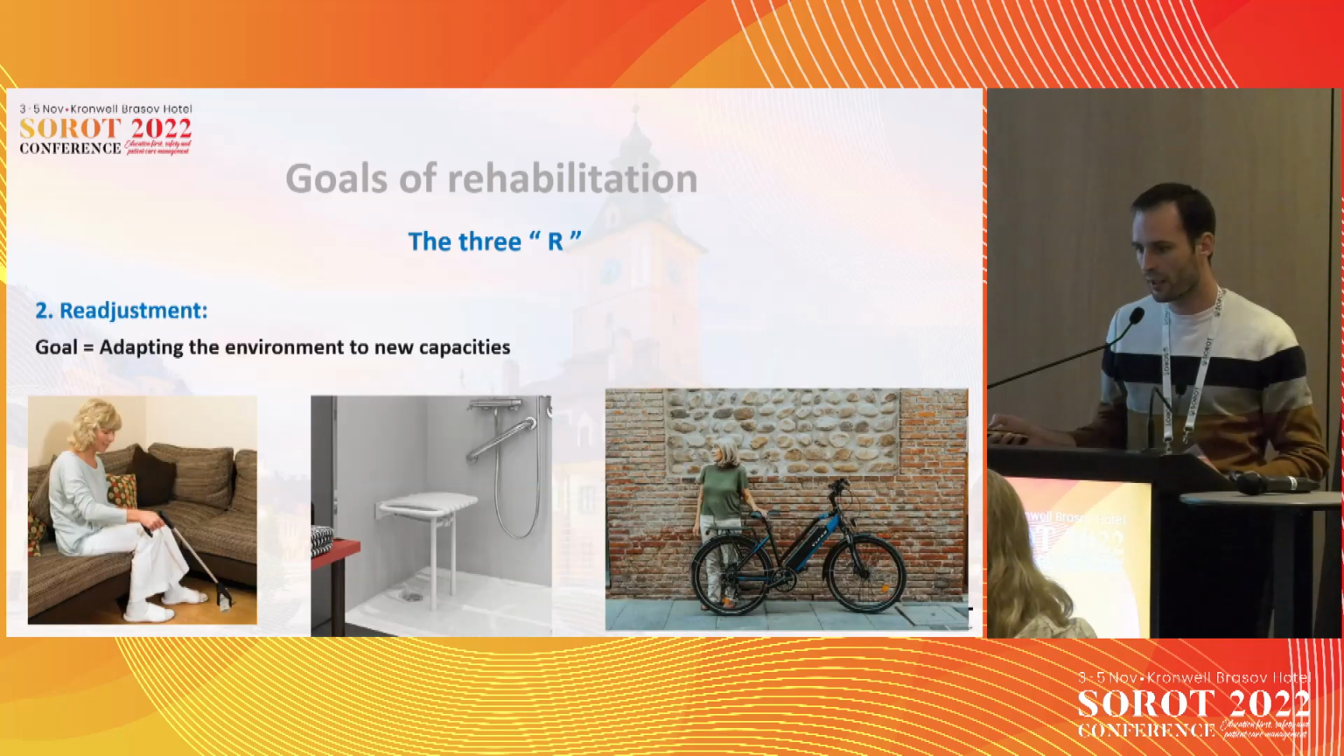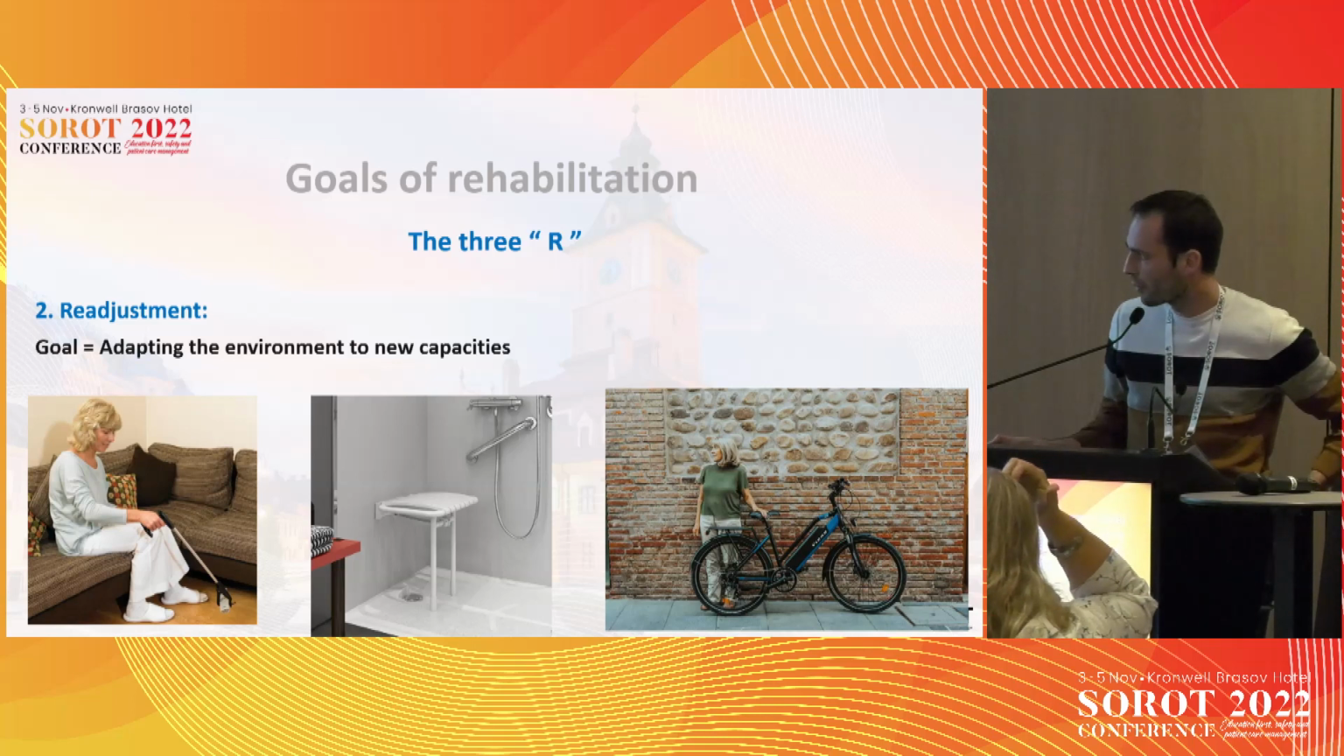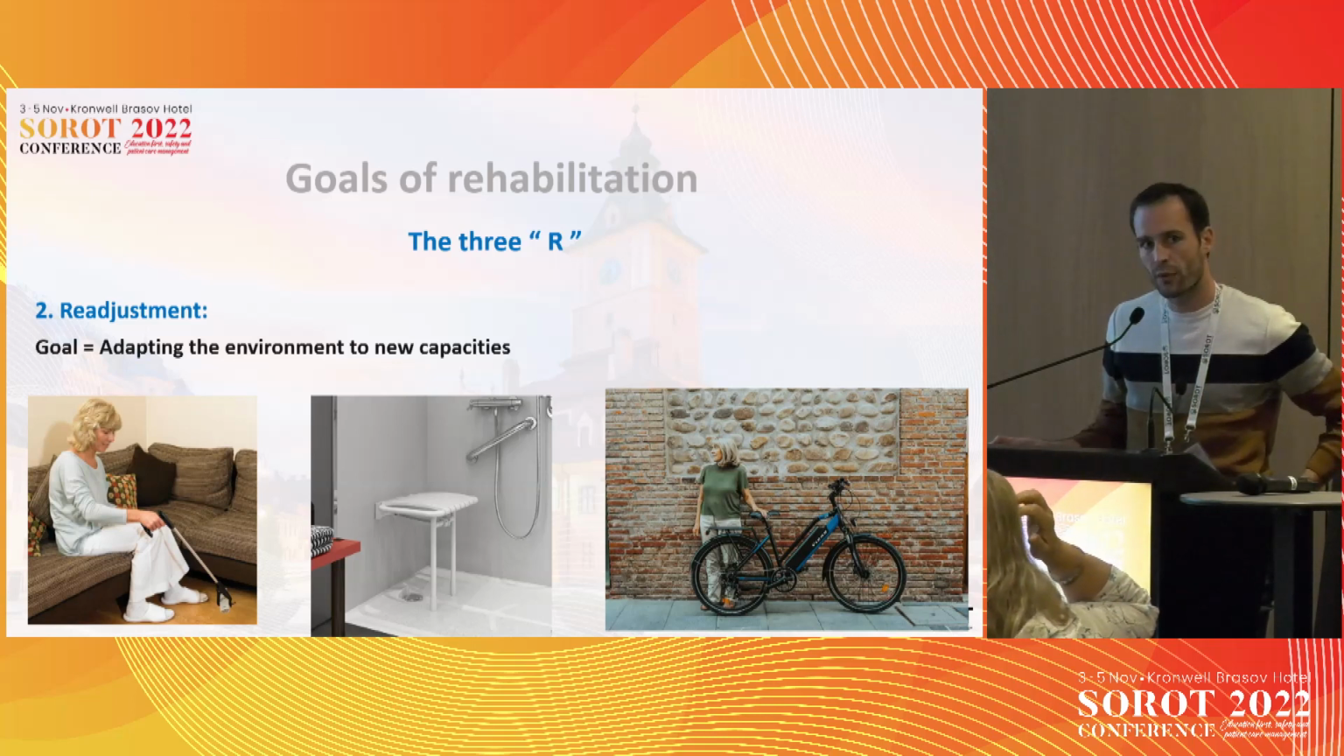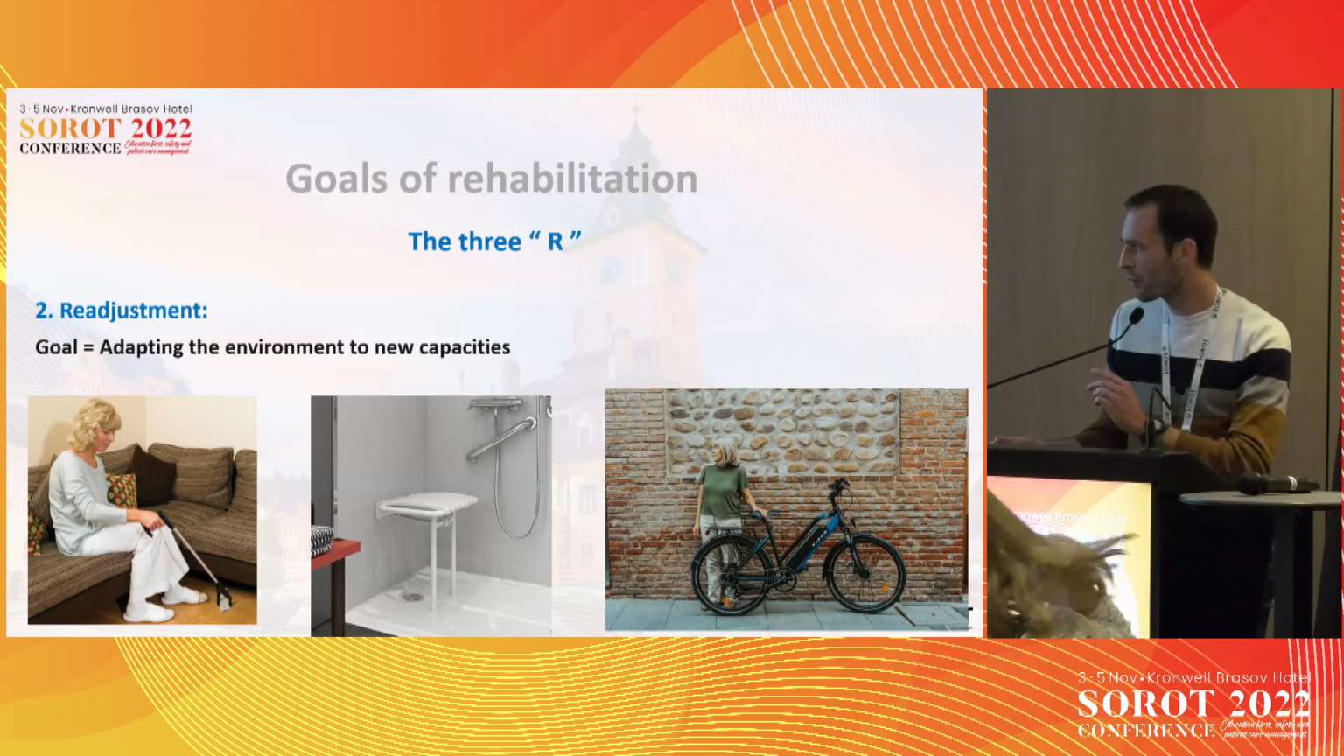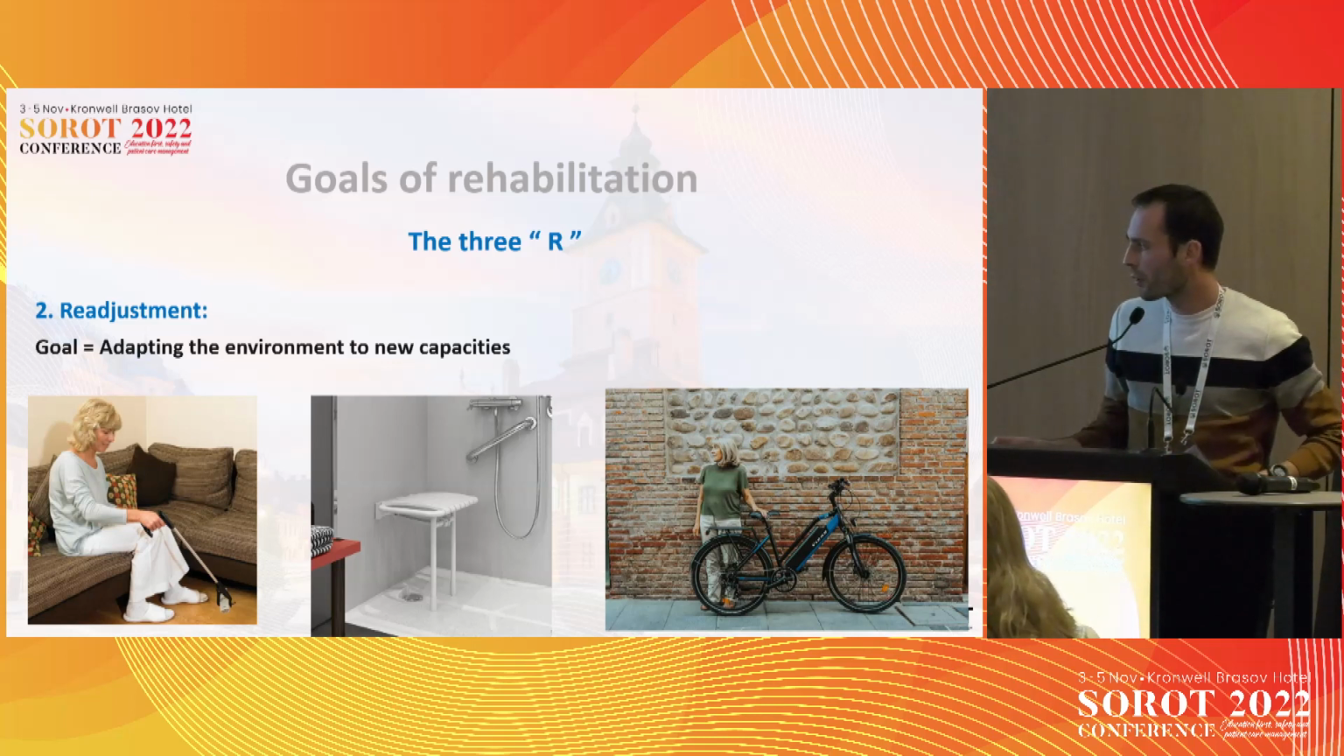The second R is readjustment. You need to adapt the environment to the new capacity of the people. After a fracture, you can prevent another fall in the bathroom. You can put a seat in the shower to prevent the fall. You can use a long tongs to grab the remote control and other things, and this way you limit the risk of hip dislocation when you have excessive rotation and flexion of the hip. And you can use an electric bike to go out and to keep your activity.